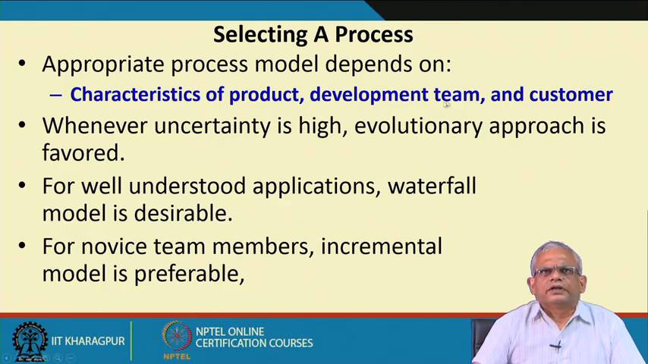Based on an analysis of the characteristics of the product, development team, and the customer, the development life cycle is decided. If the uncertainty in the project is very high, then typically the evolutionary approach is favored. The features are identified to be completed as the project progresses. For very well understood applications, the waterfall based models are desirable, because these are the most efficient way to do it, and a long term plan is made, with strong management control and a plan for the entire project.